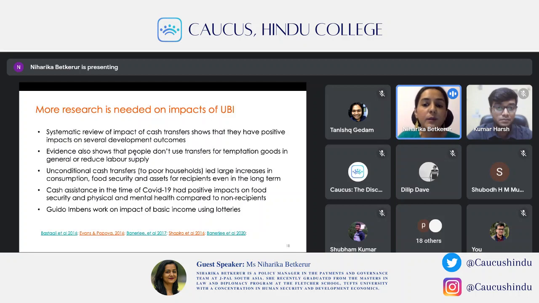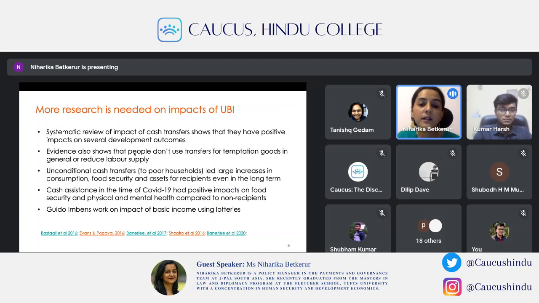And there's also a question of what happens in the long term. Do the short-term effects continue to be seen in the long term? One study points us in the direction that yes, unconditional cash transfers do lead to large increases in consumption, food security, and assets, even 3 years after the program first began. The recipients just received it for 9 months, but the impact of that cash transfer was prevalent even 3 years later.